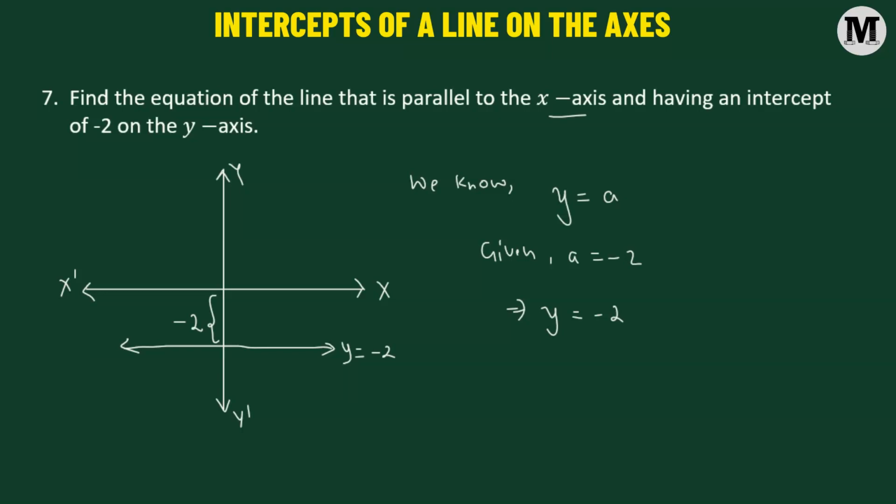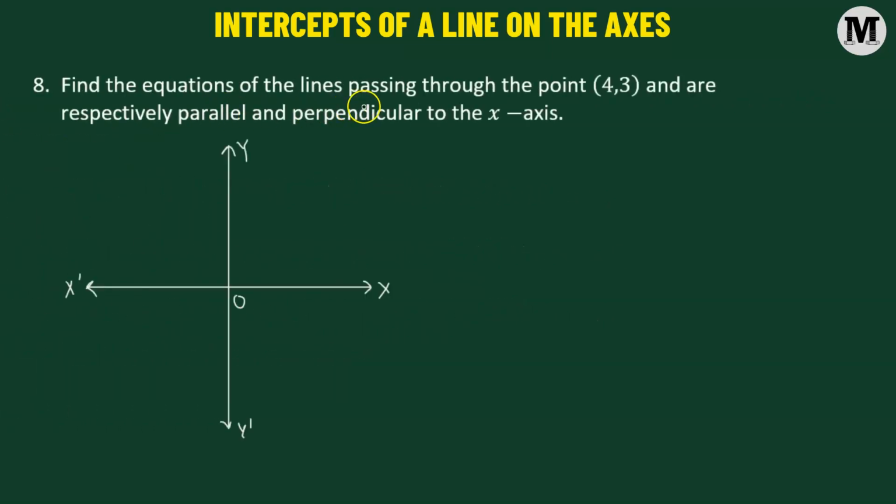Let's go to the next problem. Find the equations of the lines passing through the point (4, 3) and are respectively parallel and perpendicular to the x-axis. So that means we have to find the equations of two lines. One of the lines is going to be parallel to the x-axis and the other line will be perpendicular to the x-axis.